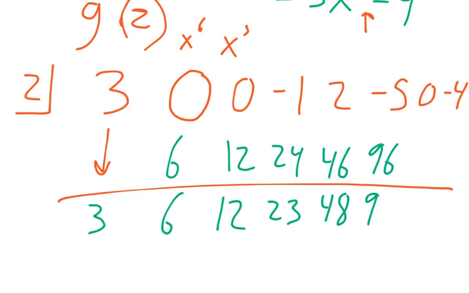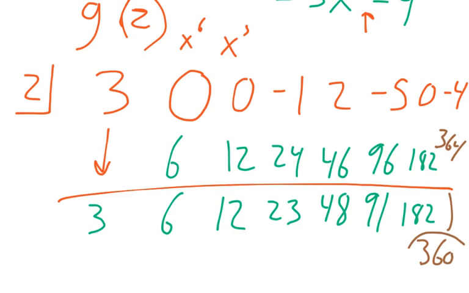Negative 5 plus 96 is 91. 91 times 2 is 182. 182 plus 0 is 182. Makes it pretty nice. And finally, I'm running out of room here and I apologize, 182 times 2 is 364. And then plus negative 4 is 360.